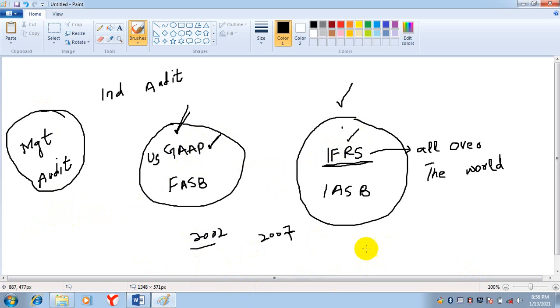Inshallah, in the next class, we will talk about the different standards in GAAP.